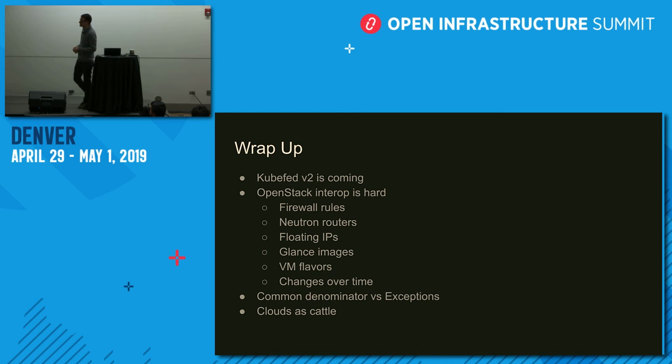OpenStack interop is kind of hard, actually. Different providers have different systems. Some will put firewall rules to access the APIs. Some will have support for neutron routers. Some will not. Floating IPs, not everybody has support for that. Glance images, most people use the official images. Some people just make custom images with whatever baked-in things they want, and that's not really easy to work with. You need to make a bunch of exceptions.